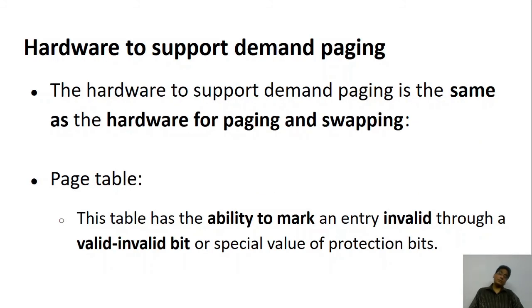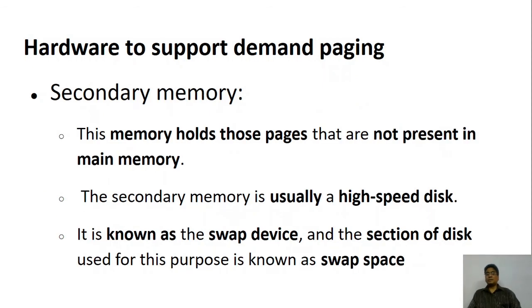And as I've already told you, there is hardware support required for this to happen. One of them is the page table. I told you the page table contains whether a particular page is valid or invalid. Next, we require a secondary storage wherein the pages can be stored. In today's world, this is generally a disk. The device where your pages are stored is called the swap device, and the section where the disk writes that is called a swap page.